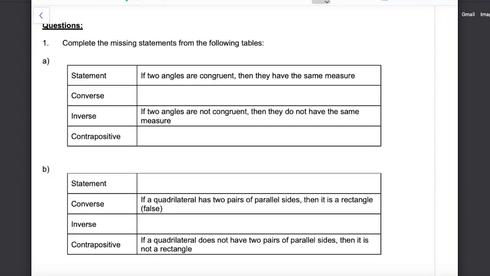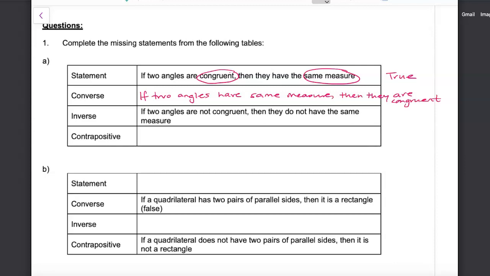In our first table here, we have a statement and we need to identify the converse and the contrapositive. So if 2 angles are congruent, then they have the same measure. And we know that that is true. So the converse is going to be swapping around if they are congruent, they have the same measure. So we're going to swap that. So if 2 angles have the same measure, then they are congruent.